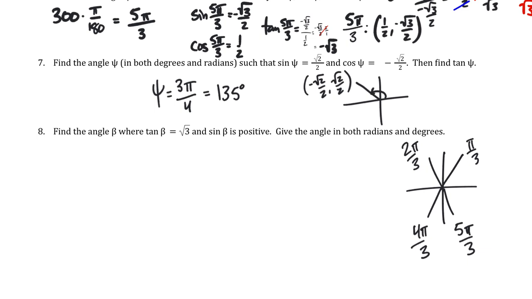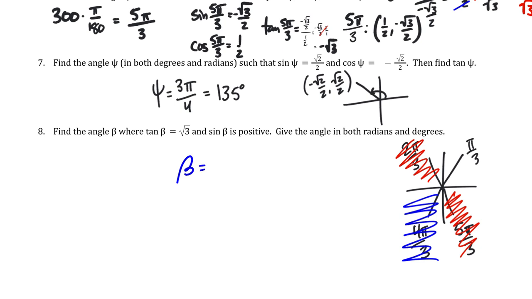Okay, so I notice that the tangent is positive here. And so that means that I can't be here and I can't be here, because I know the tangents are negative in those two quadrants. The last piece of information is that the sine of the angle is positive, and I know that means it can't be this one, because the sine is the y values and that one's down there. And so that means that our angle beta is pi over 3.